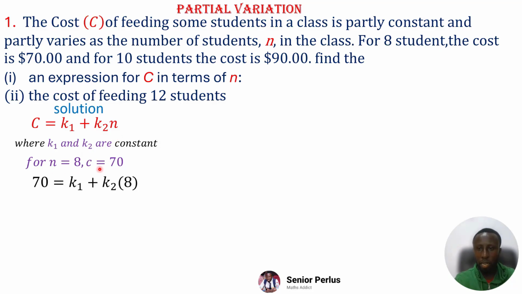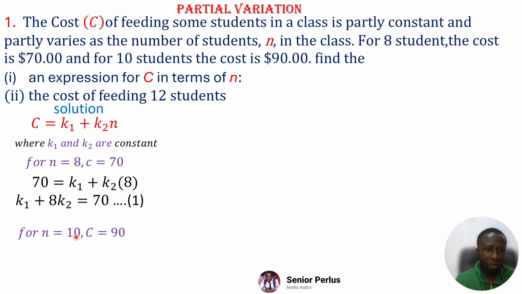Good. And therefore, let's make it nice. This will be our equation 1, because 8K, then 70, equation 1. Then let's continue. So this is for 8 students, the cost is 70 Ghana cedis. And for 10 students, the cost is what? 90. So we are given this. Good. Then let's substitute this one into the equation. So C is 90 Ghana cedis, and N is 10. Good. So let's solve for it.